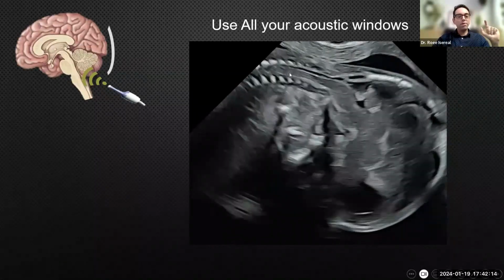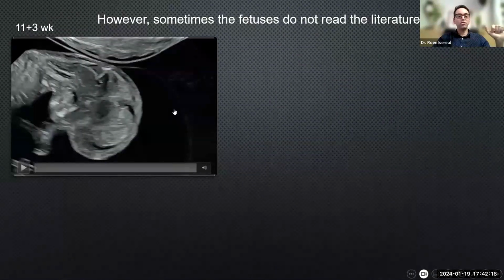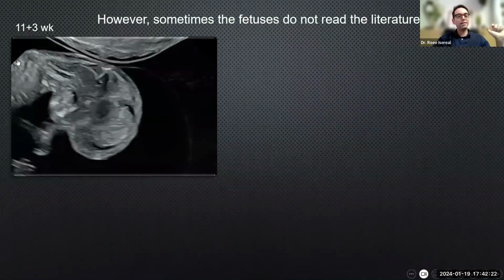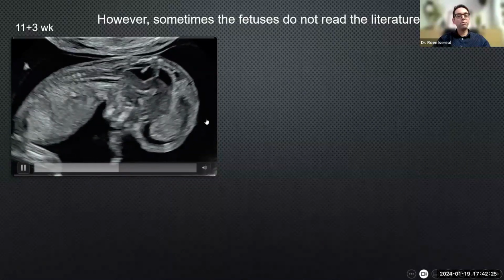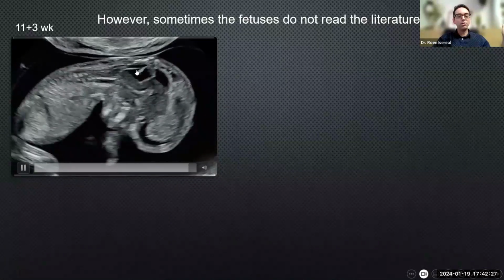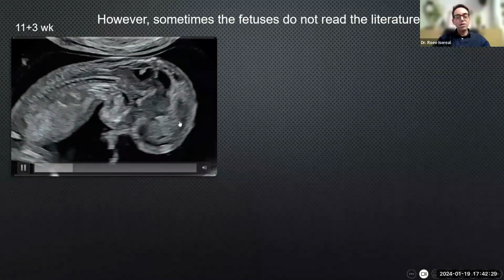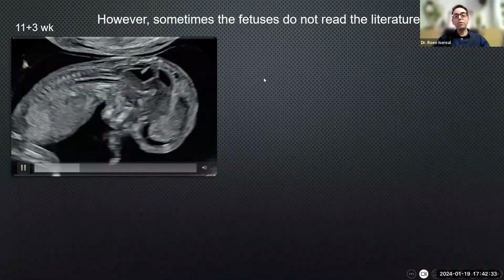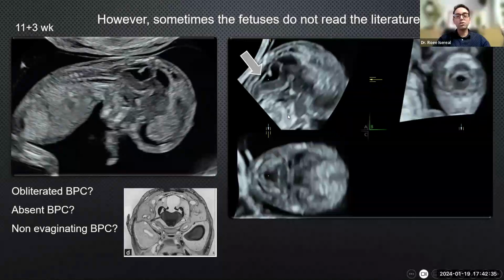However, you need to remember that not all fetuses went to the literature and read the literature. Let me show you this case I just recently saw. I performed the nuchal scan at 11 weeks. If you look at the midbrain, hindbrain, something is wrong here. Do you see this line here? So I also performed a 3D in order to prove what you see here, and you can actually see that the Blake's pouch is closed.